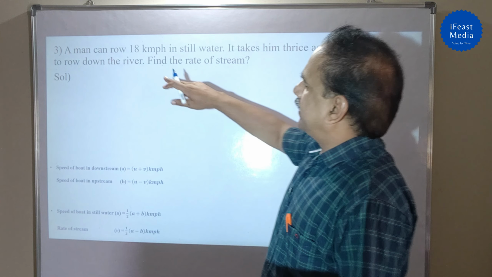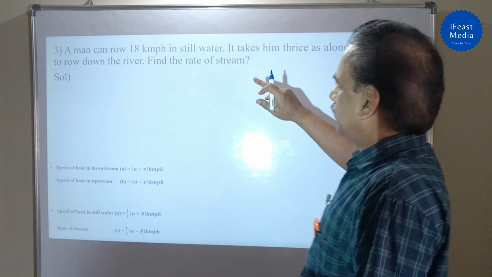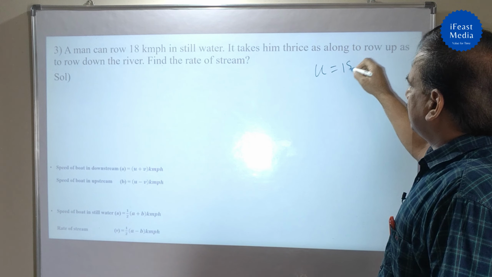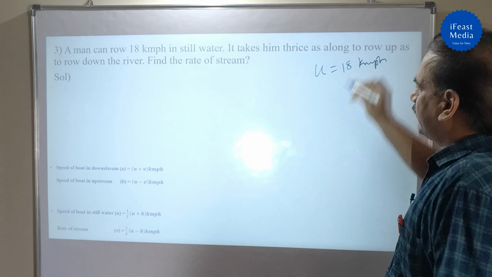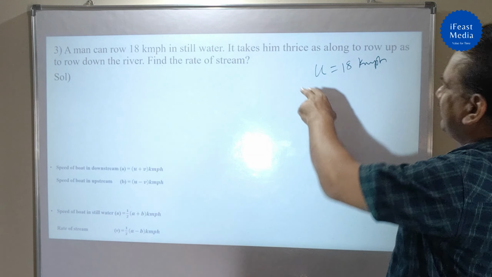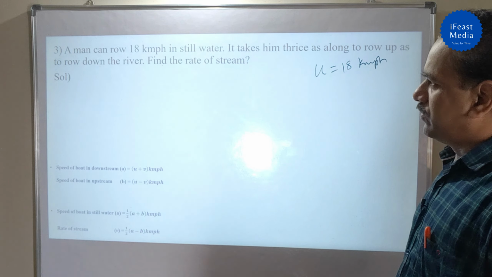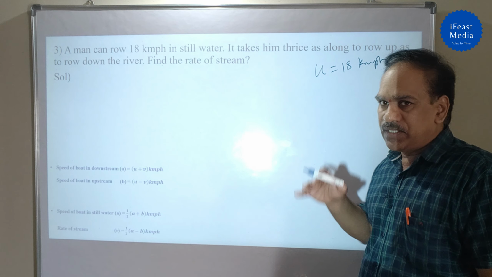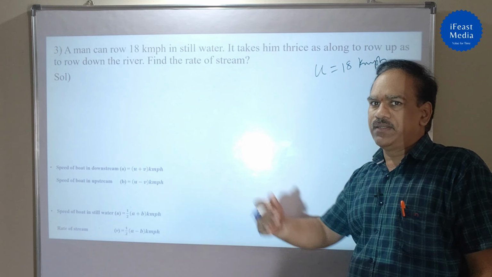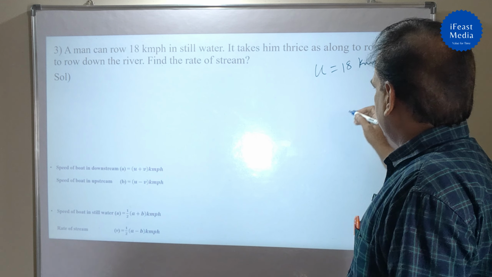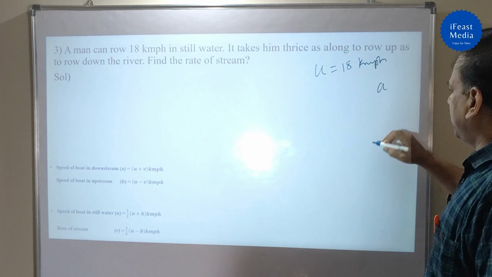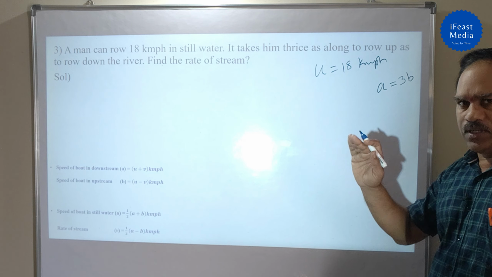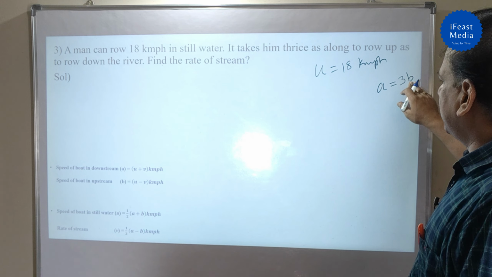Now in this problem, a man can row 18 kmph in still water. So that is the speed of a boat in still water, which is always denoted by U, which is 18 kmph. U is given as 18 kmph. It takes him thrice as long to row up as to row down in the river. So that means the speed of the boat in downstream must be thrice the speed of the boat in upstream. What is speed of the boat in downstream? A. Speed of the boat in upstream is B. And this is 3 times, right? Speed of the boat in downstream is 3 times more than speed of the boat in upstream.